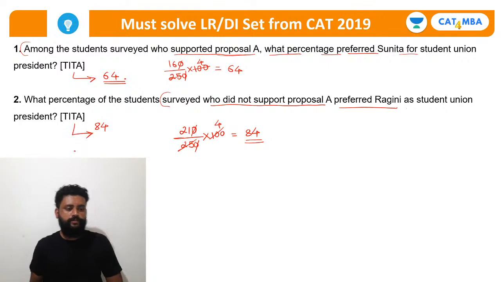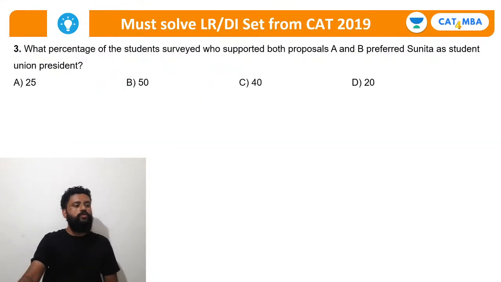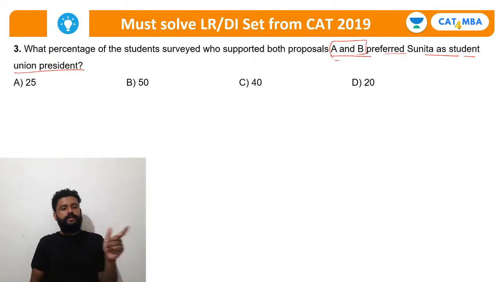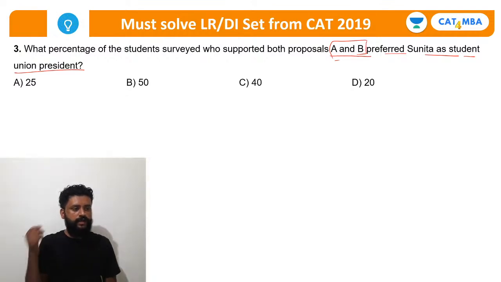Again theta question, two theta questions. Okay, let's quickly finish the next two questions. What percentage of the students surveyed who supported both proposal A and B, दोनों को सपोर्ट किया, preferred सुनीता as union president?